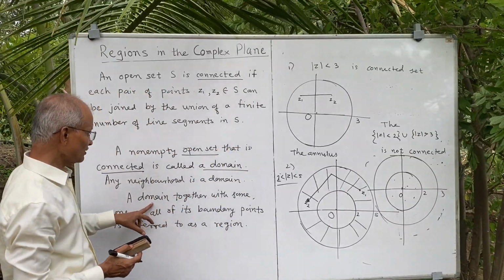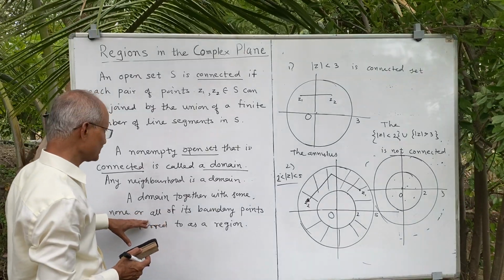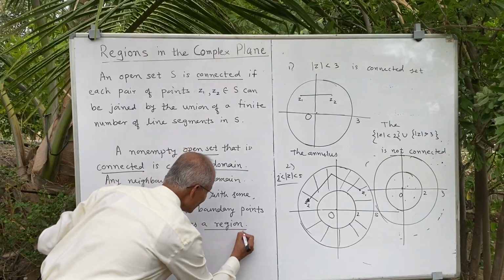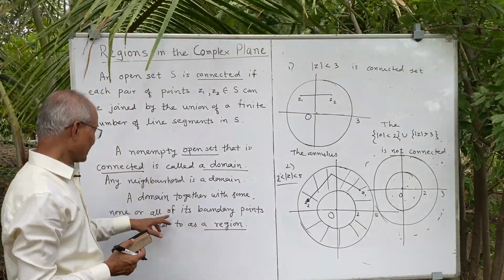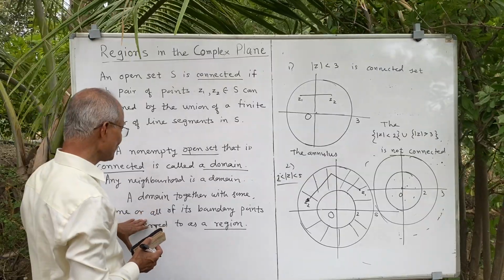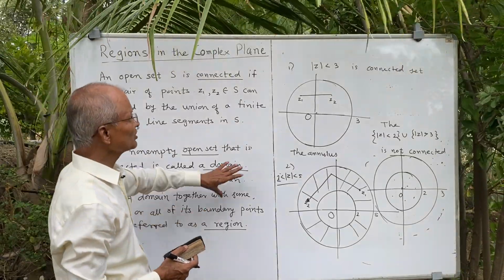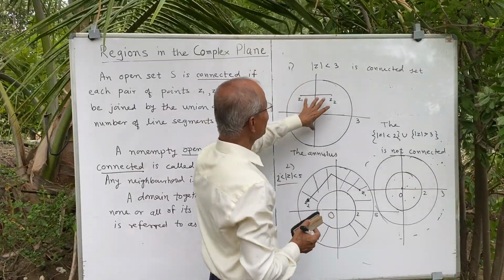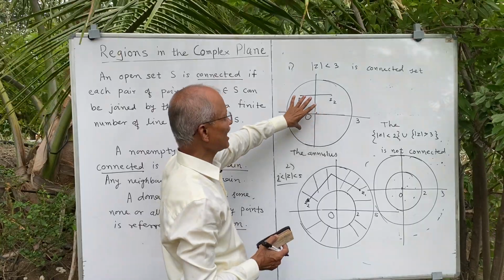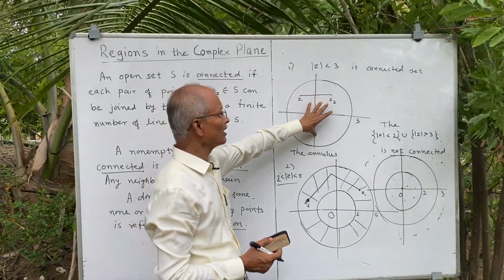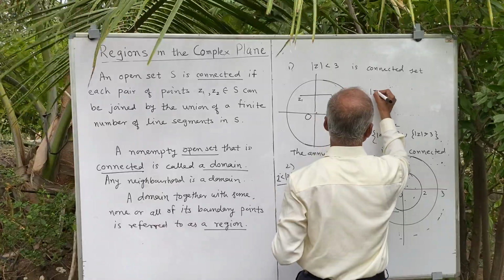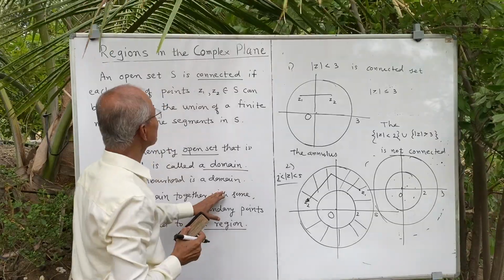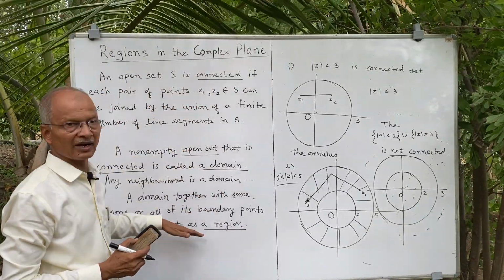Further, a domain together with some, none or all of its boundary points is referred to as a region. Region, that is a domain which contains some, none or all boundary points. So a domain which contains no boundary points is also a region, and if it contains some of the boundary points, then that is also a region. Mod z less than or equal to 3 is a region. So these are the examples of connected set, domain and region.